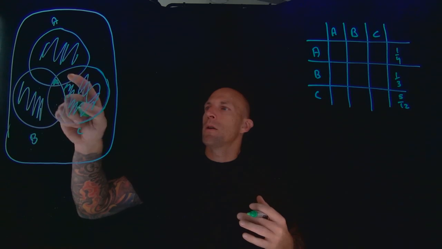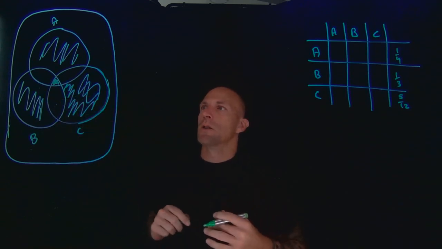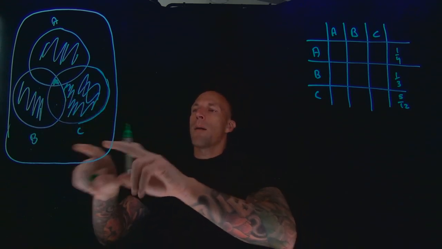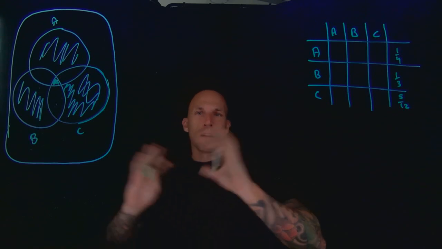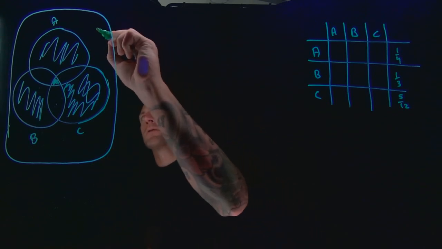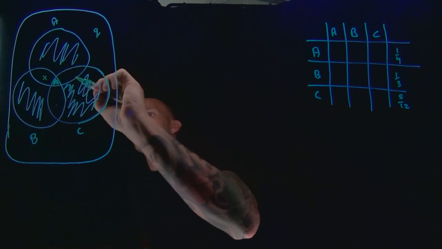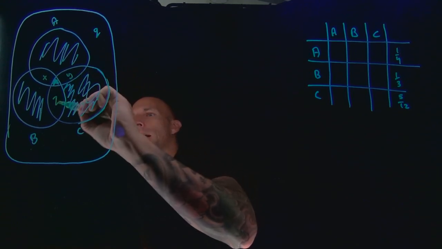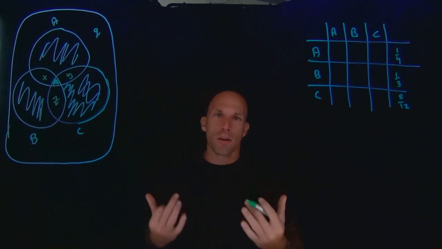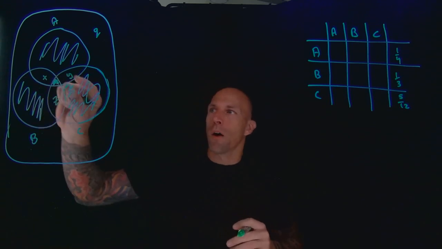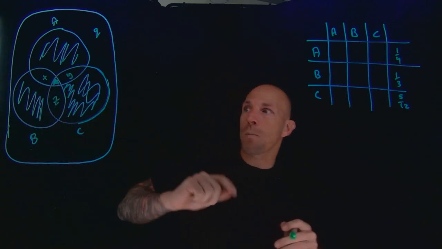So we really are only looking at these intersections here, and then we want to know how many chose no coverages, so I'm just going to identify those with variables. We'll call Q no coverages, and then we'll do X, Y, and Z for the intersections. That's where all of our probability lies.